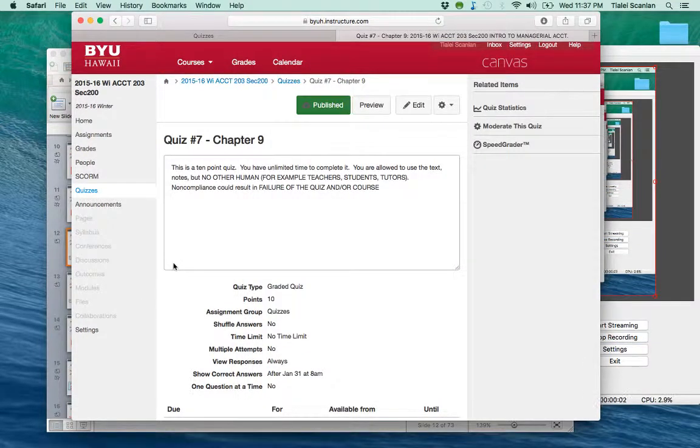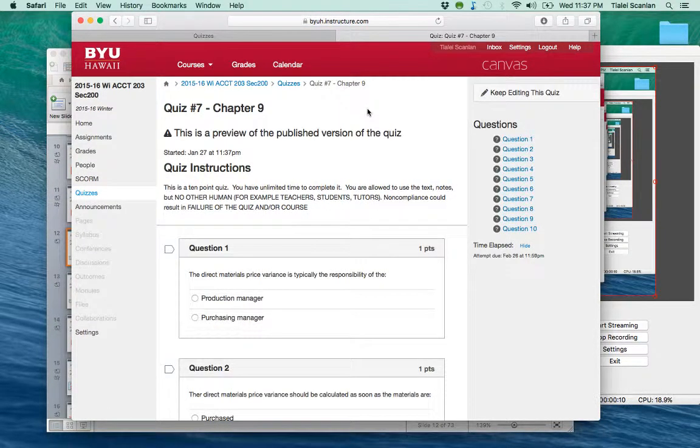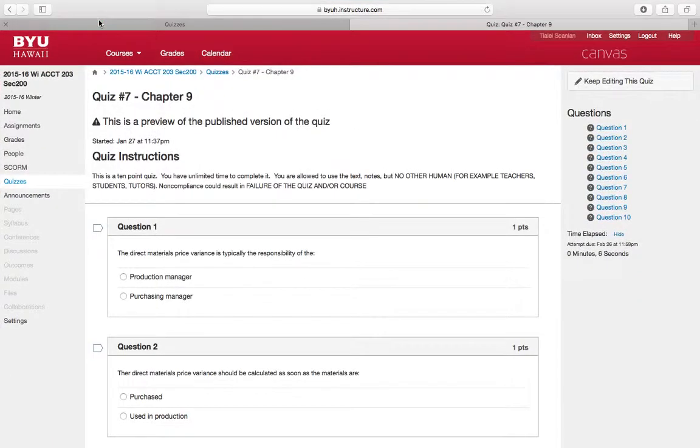Hi class, I just wanted to go over the questions in the Chapter 9 quiz, and I think this is helpful because Chapter 9 can be kind of tricky sometimes. If we look at the first question, the direct materials price variance is typically the responsibility of the... This isn't a trick question: the price variance would be the purchasing manager, and the direct materials price variance should be calculated as soon as the materials are purchased.